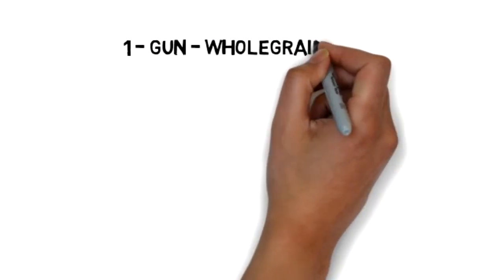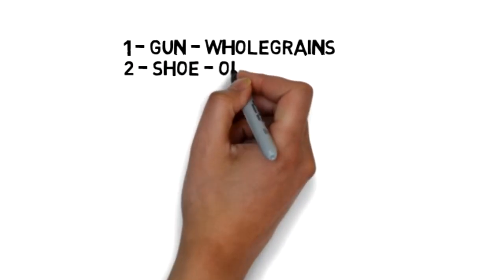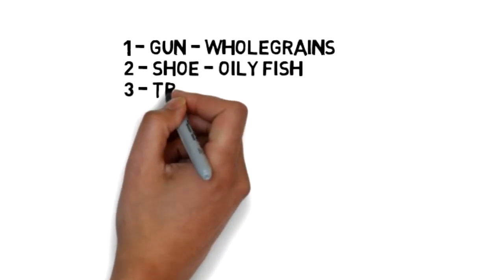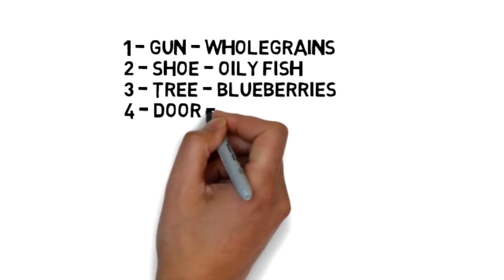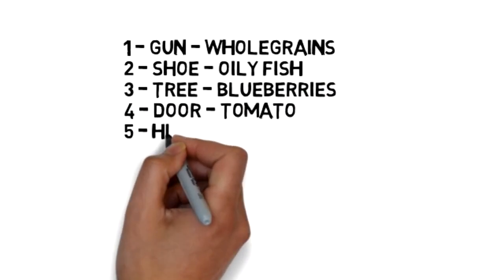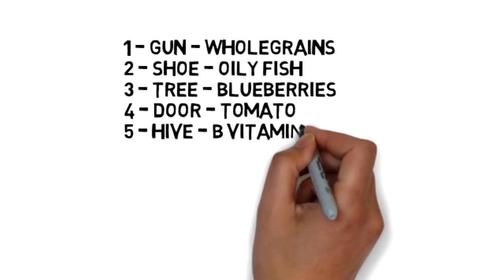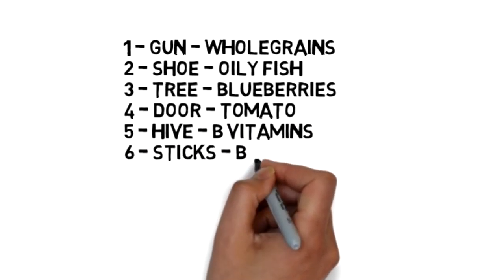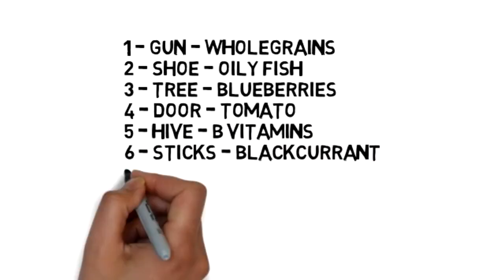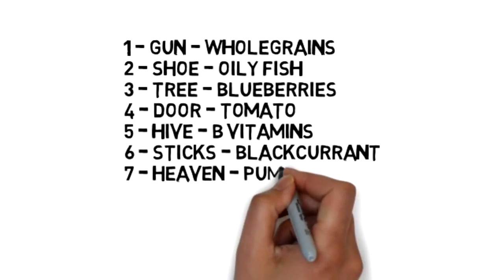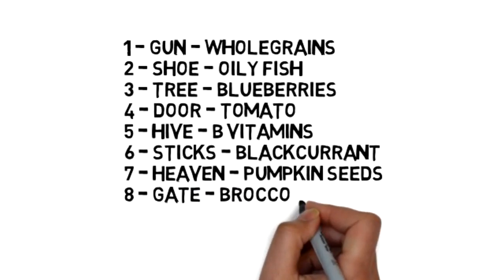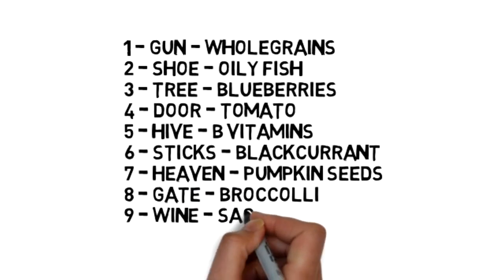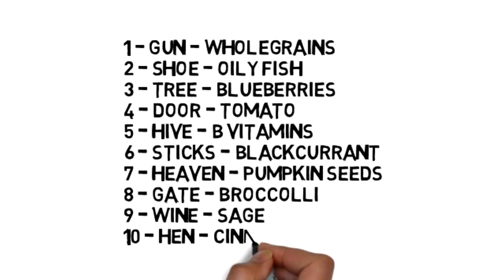So let's go through that once more. So we've got 1, bun, whole grains. 2, shoe, oily fish. 3, tree, blueberries. 4, door, tomatoes. 5, hive, B vitamins. 6, sticks, blackcurrants. 7, heaven, pumpkin seeds. 8, gate, broccoli. 9, wine, sage. 10, hen, cinnamon.